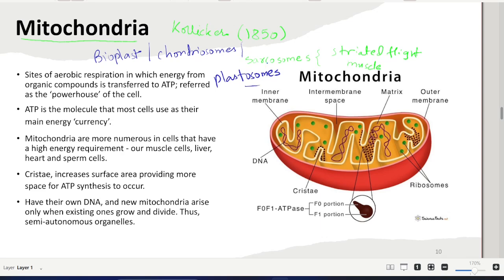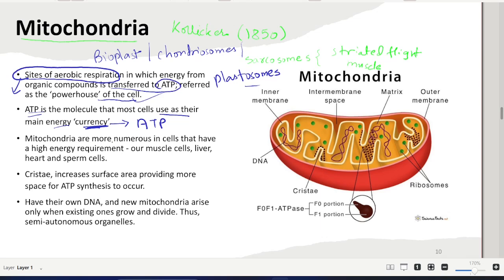So moving towards its function, as since childhood we refer to it as the powerhouse of the cell, where ATP, adenosine triphosphate, is the molecule that most cells use as their main energy currency. So which is the energy currency? The answer is ATP. They are the site of aerobic respiration. This is another important objective question point. This is another MCQ: the energy from the organic compound is transferred to the ATP. So this is referred to as the powerhouse of the cell.